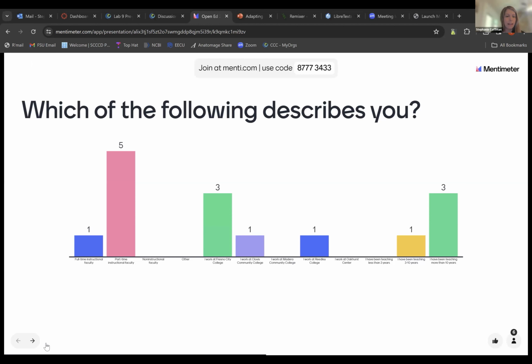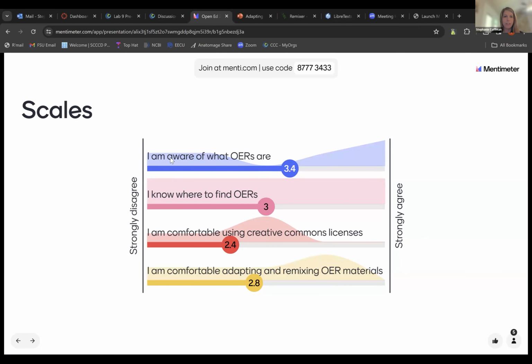Okay. The second question was about OER, so how aware of OER we are. This first one, I am aware of what OERs are. So we got a 3.4. I know where to find them is in the middle. I'm comfortable using Creative Commons licenses. We're at a 2.4 out of 5. And comfortable adapting and remixing, we're at a 2.8 out of 5. So this talk today is going to focus a lot on these bottom 2 panels.